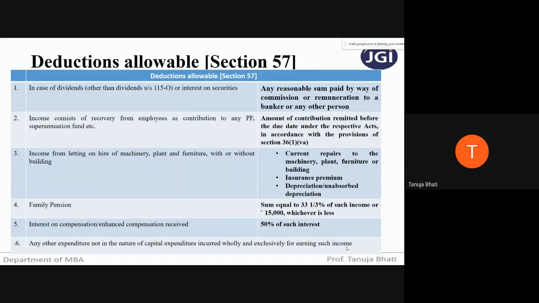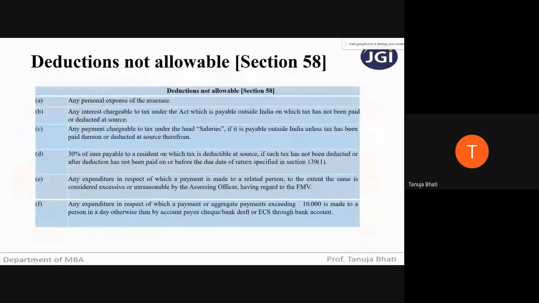So remember, under section 57 you will get a deduction for any revenue expenditure incurred to earn that income. Next, deductions which are not allowable, meaning you will not get a deduction for the following. Any personal expense of the assessee, you will not get a deduction. Any interest chargeable to tax under the Act which is payable outside India, on which tax has not been paid or deducted at source, you will not get a deduction.